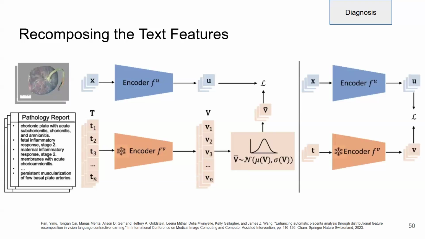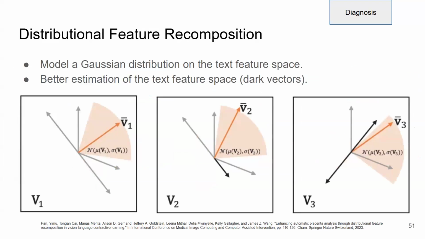To do that, what we do is we simply split all the text by terms, and then we encode each of them separately. And later we recompose them into a probabilistic distribution. And we train our image against that distribution instead of a simple vector. And what that will do is bring robustness and also performance. Here is to show why it's more robust to use the distribution feature instead of just a simple point estimate.